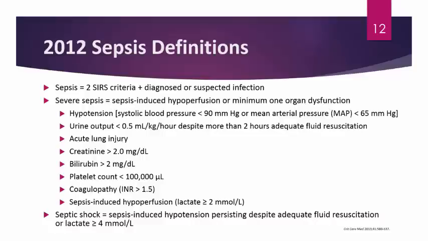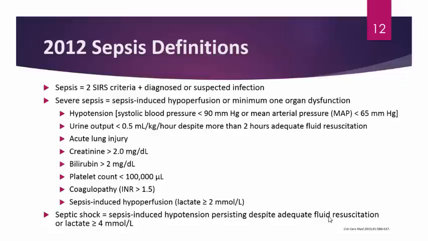Now, if your sepsis is bad enough, you can actually be considered as septic shock. If you have sepsis-induced hypotension persisting despite adequate fluid resuscitation, or a lactate greater than or equal to 4 millimoles per liter. Now, we'll talk about what adequate fluid resuscitation is in a little bit, but what this essentially means at this time is a fluid resuscitation of at least 30 mL per kilo patient weight.